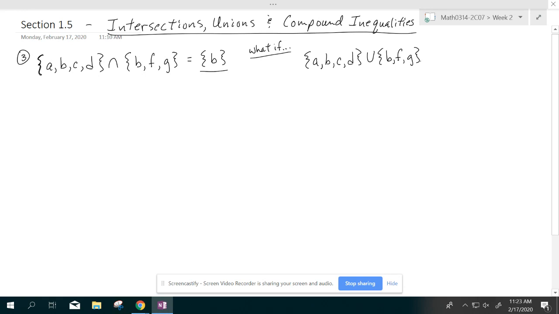it would have looked like that? So now what symbol do we have in the middle? Union. And union means take all the stuff that both sets have and put it into a single set. It's like saying take the two sets and combine them and take everything that they both have. So what would the answer be for the union of those? A, B, C, D, F, G.